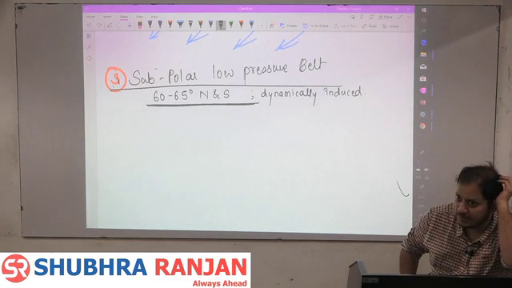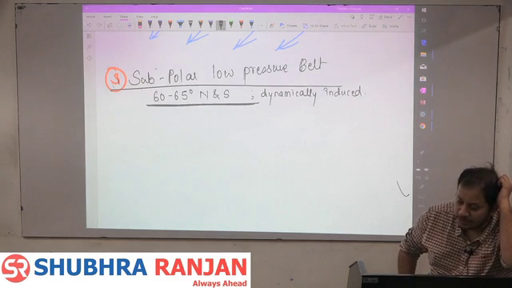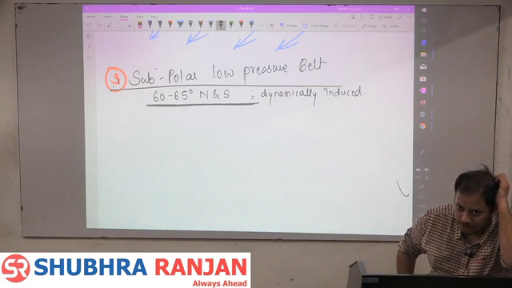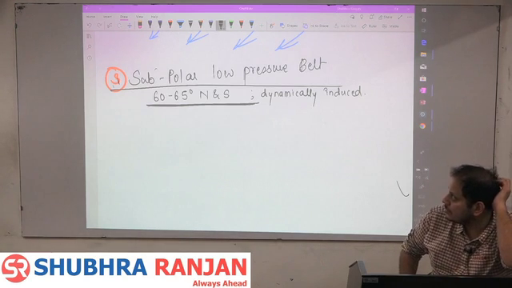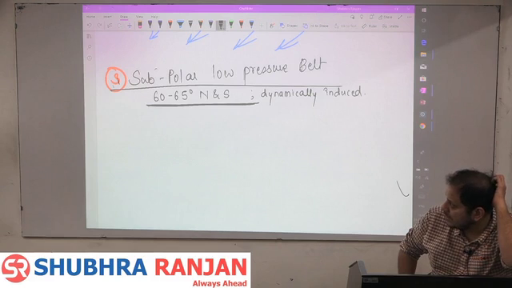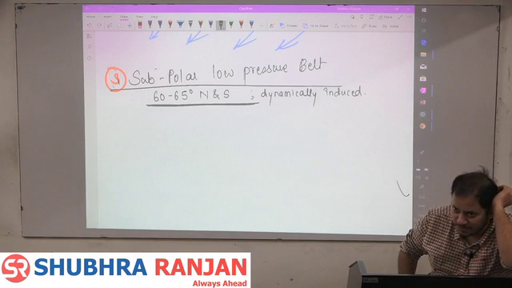Next point, very very important, it has also been a question in your past year GS paper. This belt is continuous in the southern hemisphere.